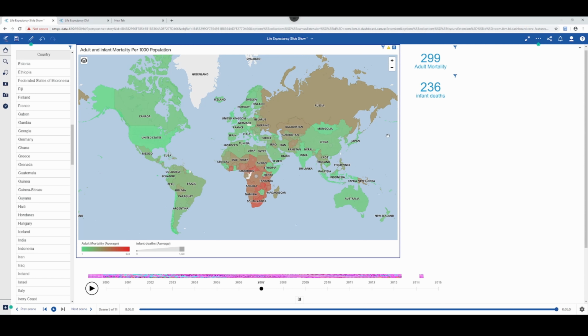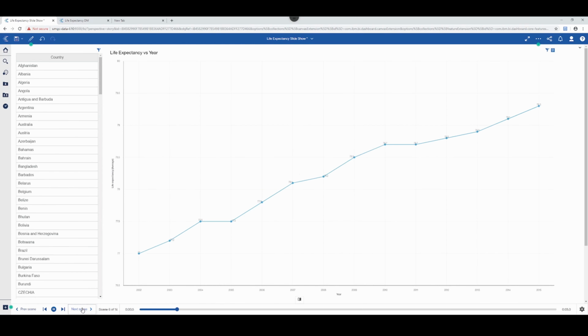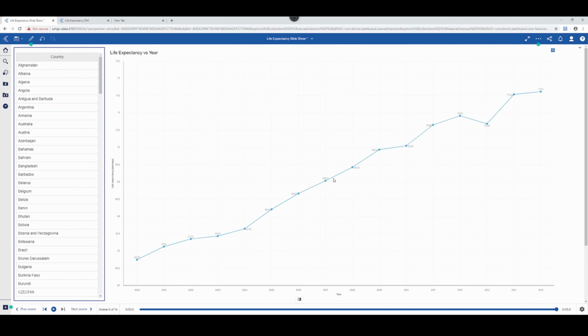So again, this is another slide to help familiarize the user with the data set and give them an idea of what the data looks like. So let's go on to the next scene. Okay, so here's the next scene.